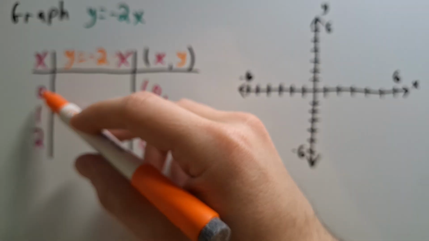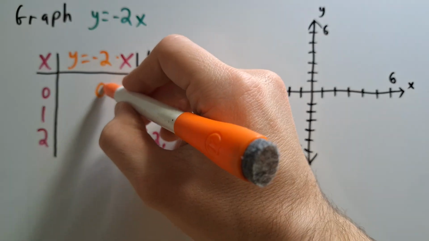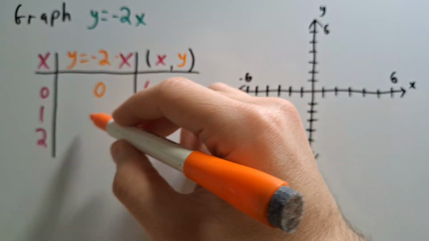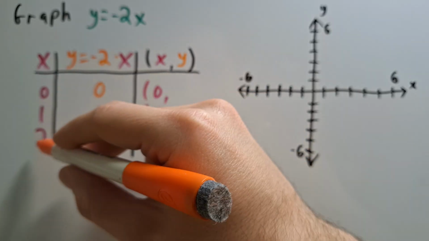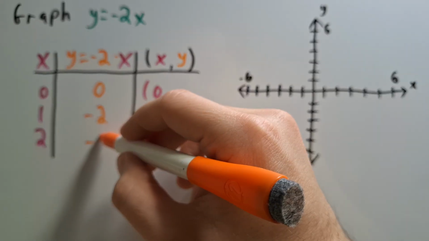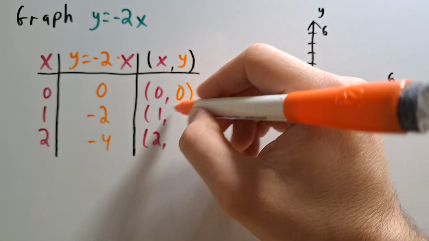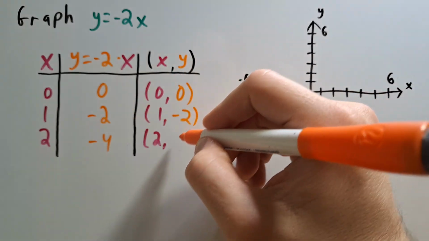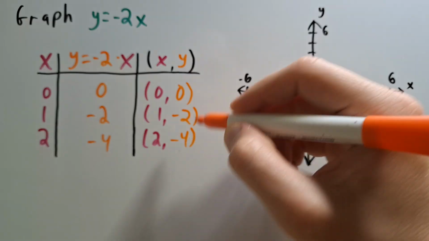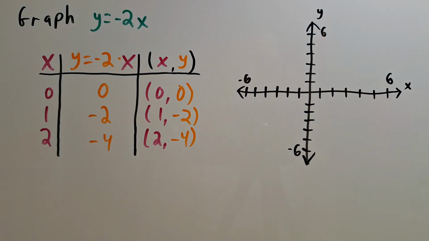So negative 2 times 0, 1 times negative 2, and 2 times negative 2. So respectfully, we have 0, negative 2, and negative 4. And there's our 3 points.